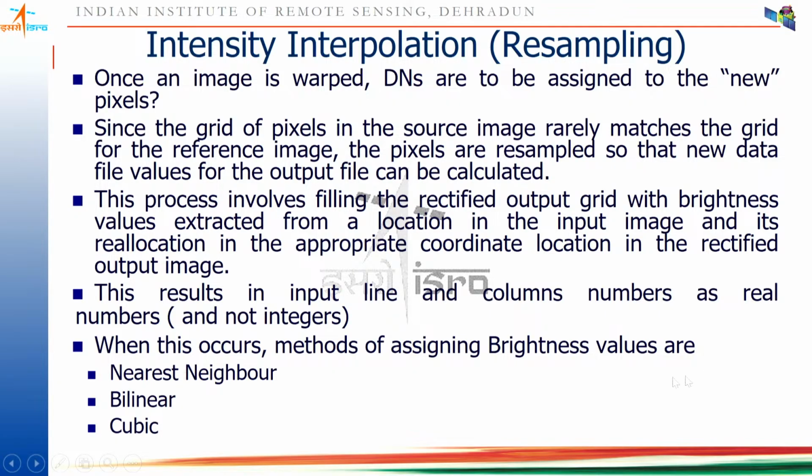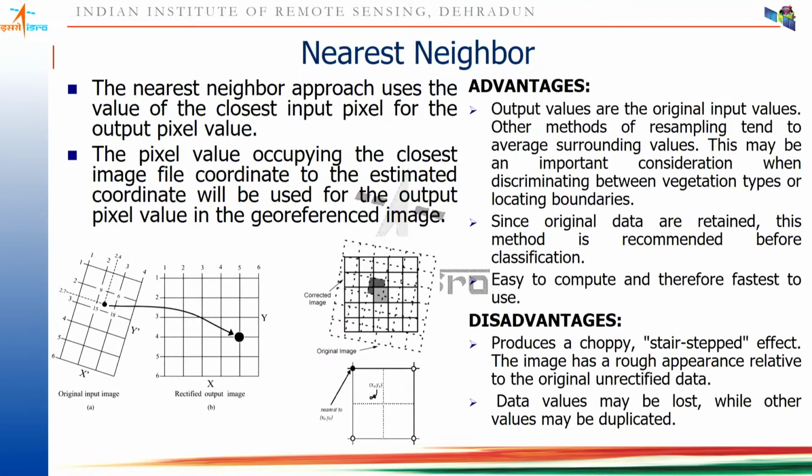Right? But there is a problem here. The two grids will not match neatly. They will be rotated, translated, etc. So that means I have to do resampling. I have to interpolate the value from the raw data. Right? So there are 3 methods: nearest neighbor, bilinear and cubic convolution. 3 methods for assigning DN values to the output rectified image.